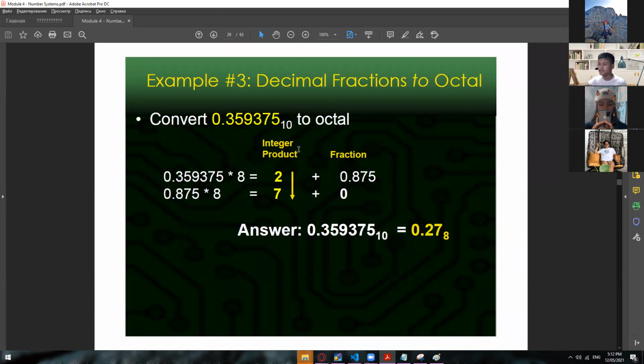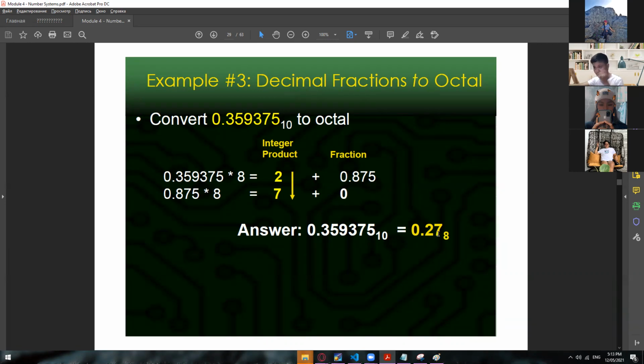Okay, so let's move on to the next example, which is 0.359375 base 10 to octal. So in here, our multiplier is of course 8 since octal has a base of 8. So 0.359375 times 8 will give you a result of 2.875. So just separate those two. And then 0.875 times 8 will give you exactly 7. Okay. And then the fraction part is 0. So you can now stop multiplying. So you can now read the integer product from top to bottom. So 27 or 0.27 base 8.